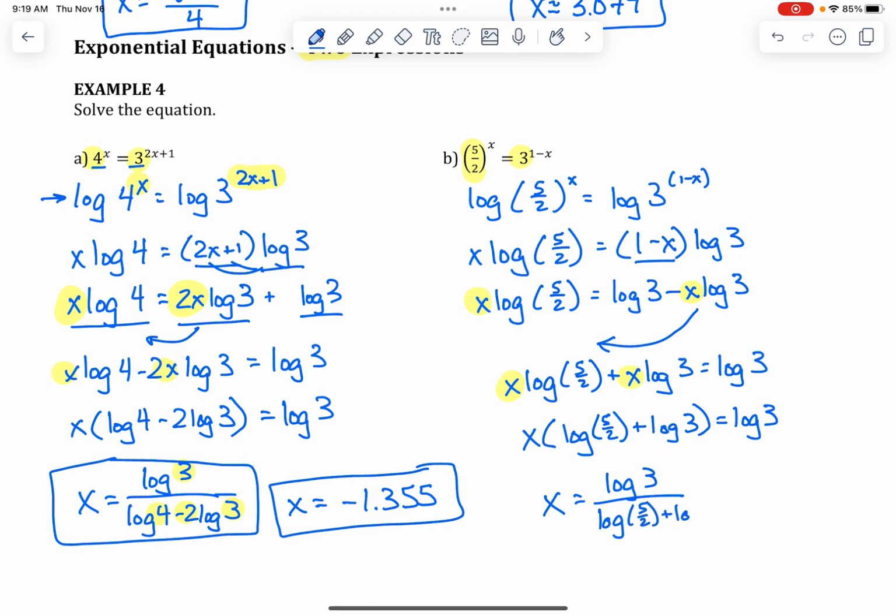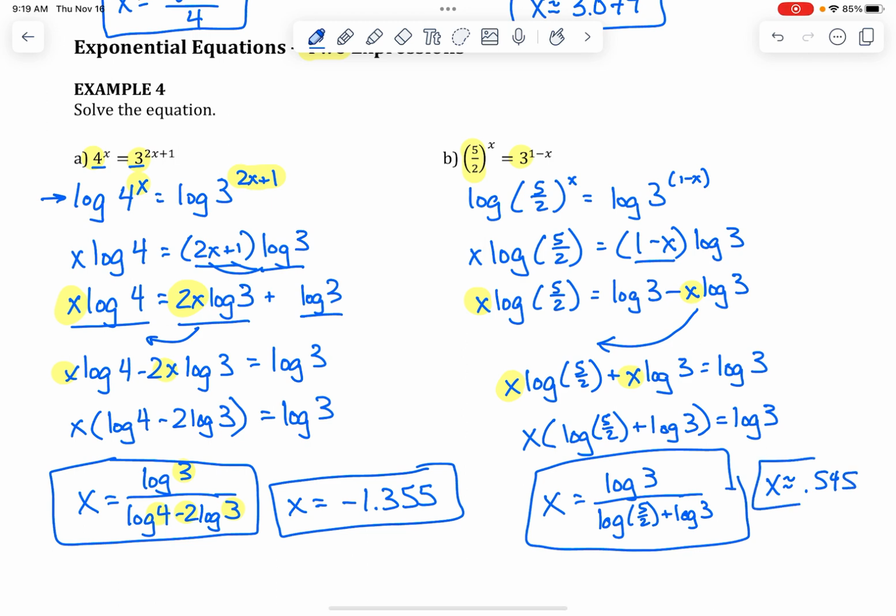So at the end of the day, it's just some nasty algebra, but don't let the word log throw you off. When you plug that in your calculator, you would get an approximation, but there's your exact answer. The approximation is about 0.545. Hopefully those aren't too bad. It looks a lot more complicated than I think it really is. If you just keep your algebraic steps in your head, you should be okay. But definitely try the Math Excel problems because you will see these on the test.